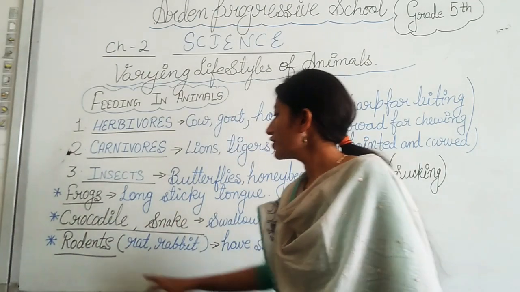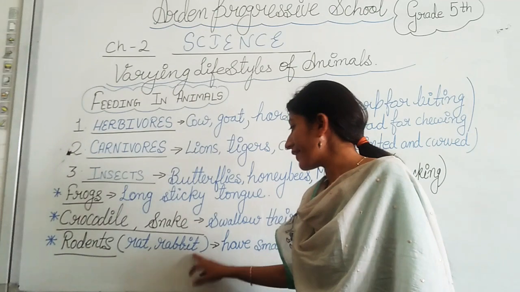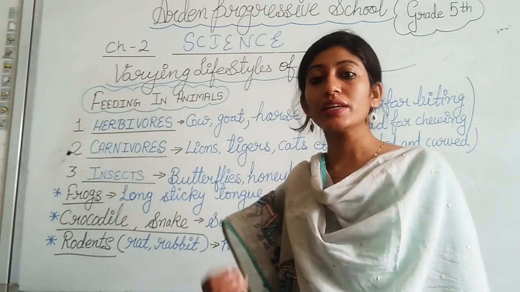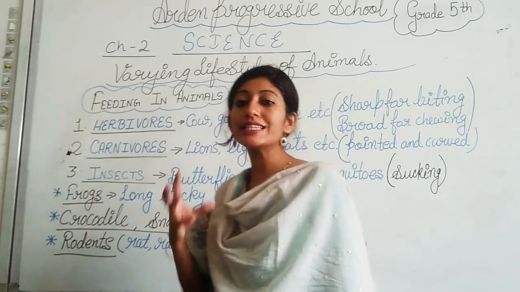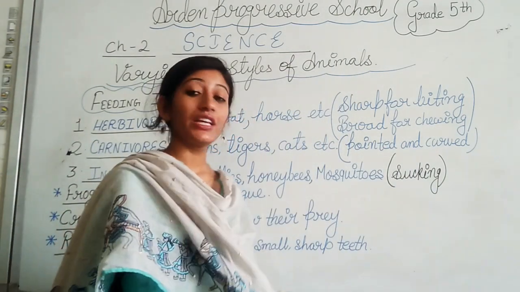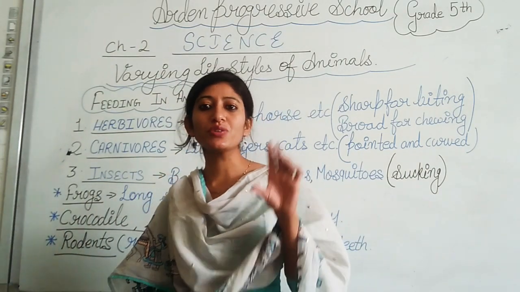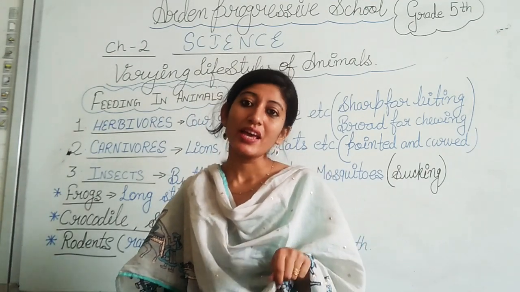When we talk about the rodents, in rodents we say rat and rabbit, squirrel. So these are the rodents. In rodents what do they have? They have small teeth so that they can eat grains. They have small teeth so they can grind the grains, we can say. Okay.